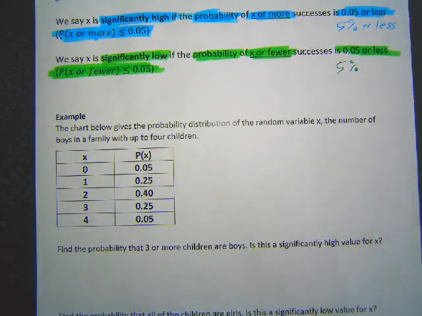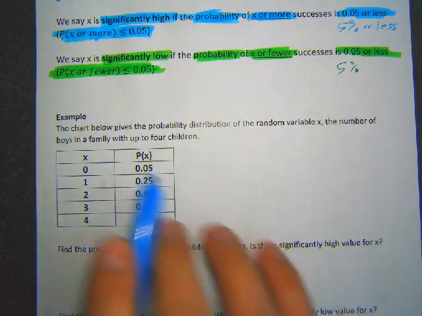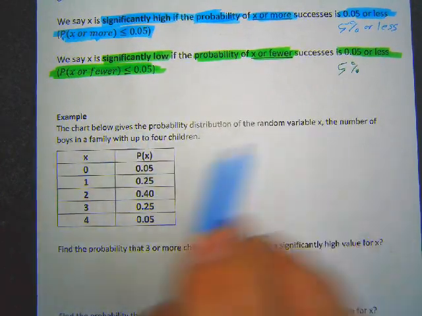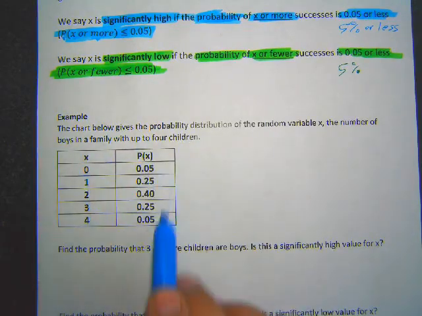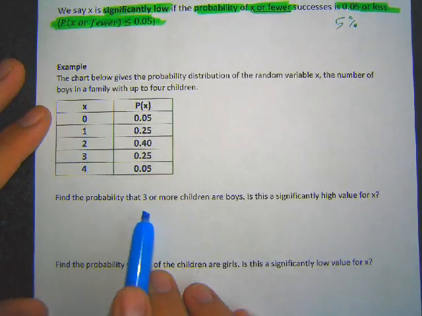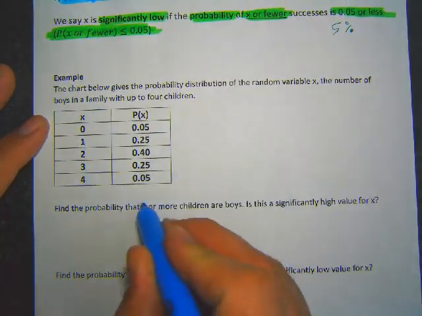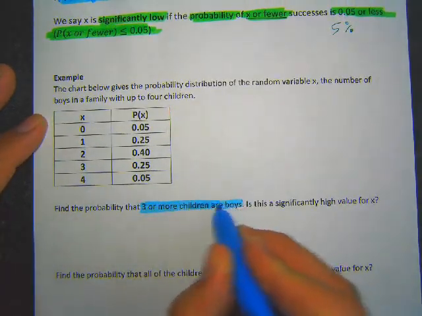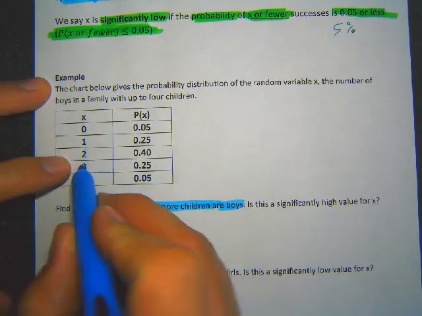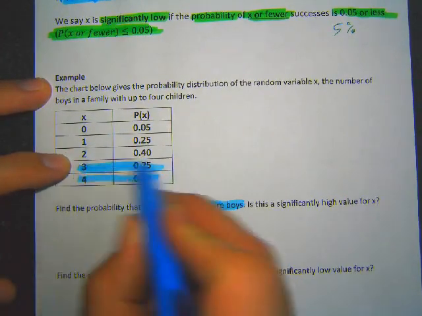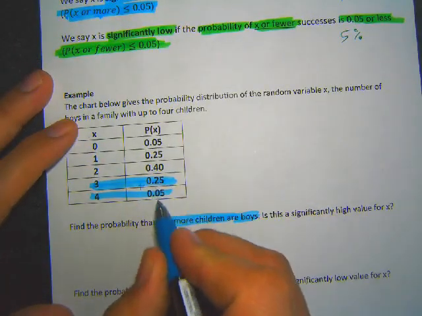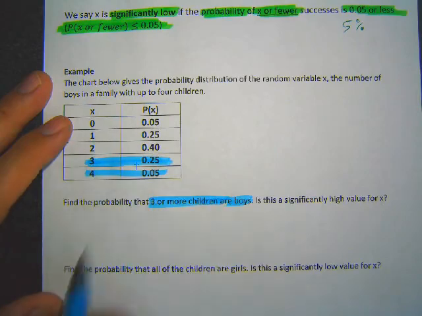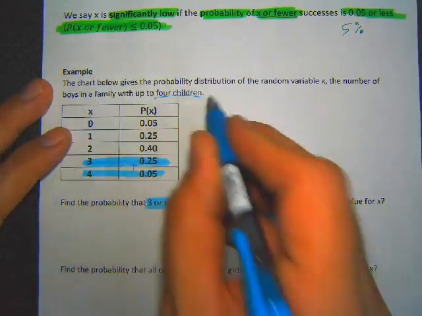Okay, so let's just look at this chart and use that. So first off, the chart below gives the probability distribution of random variable x, the number of boys in a family with up to 4 children. Find the probability that 3 or more are boys. Well, you can have 3 boys or you can have 4 boys. That would be 3 or more. So for that probability, you just add up these two, right? Because those would be the only two probabilities for 3 or more. You can't do more than 4 because there's only 4 kids in the family, right?